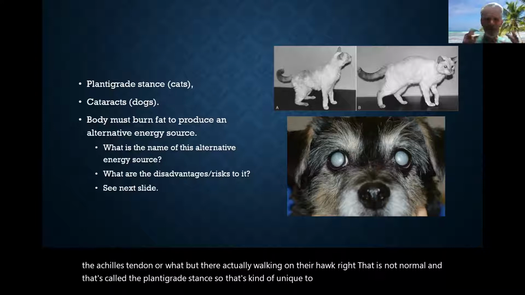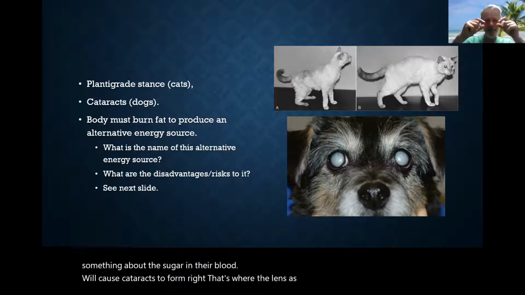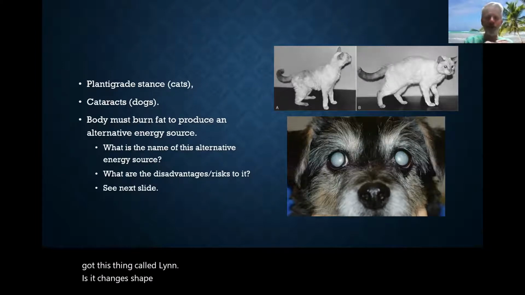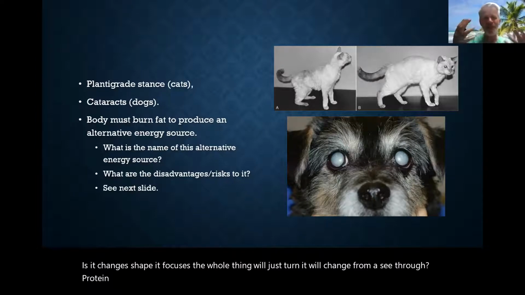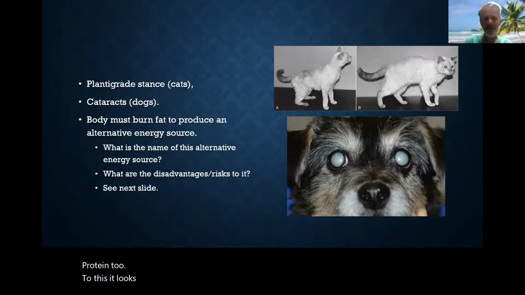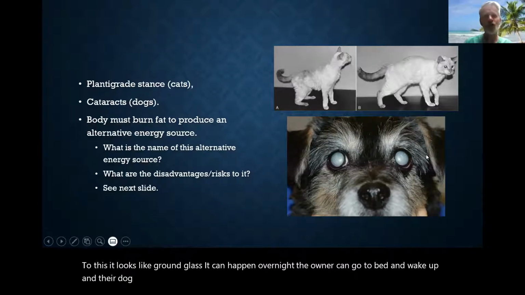Dogs, something about the sugar in their blood will cause cataracts to form, right? That's the lens in the eye. In your eye, you've got this thing called a lens. It changes shape, it focuses. The whole thing will just turn, it'll change from a see-through protein to this, it looks like ground glass. It can happen overnight. The owner can go to bed and wake up and their dog looks like this. It's irreversible and it's shocking to clients.